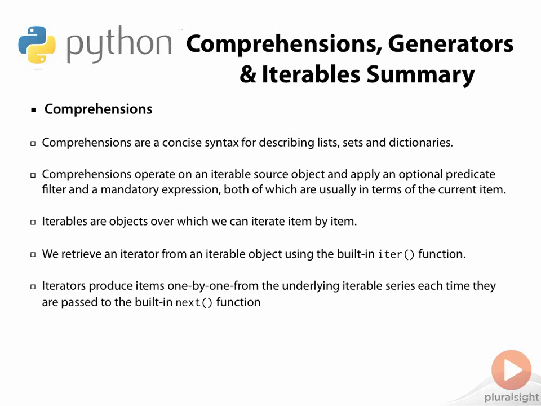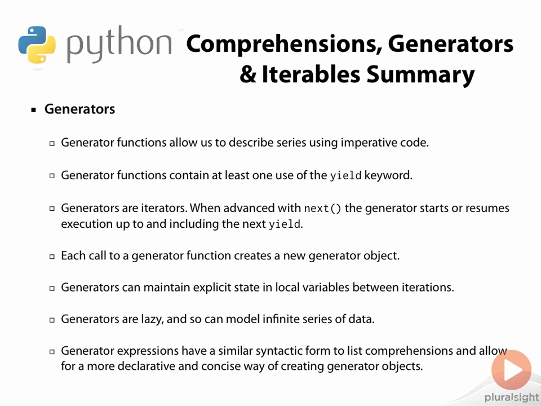Iterable objects are objects over which we can iterate item by item. We retrieve an iterator from an iterable using the built-in iter function. Iterators produce items one by one from the underlying iterable series each time they are passed to the built-in next function. When the series is exhausted, iterators raise a StopIteration exception.